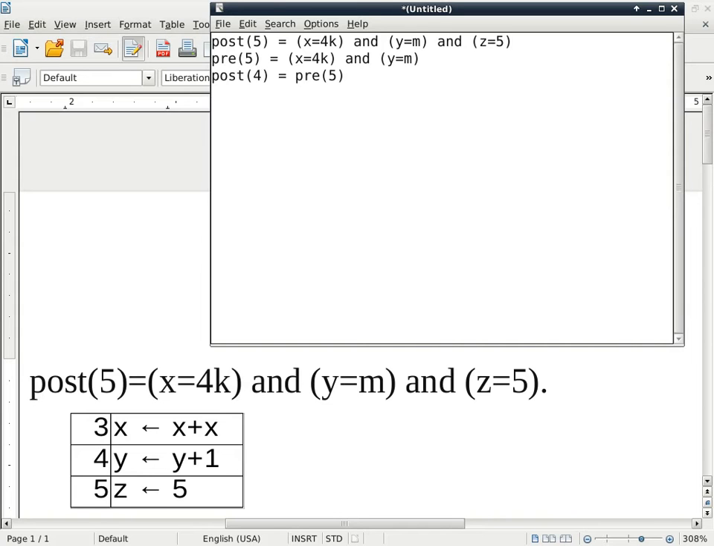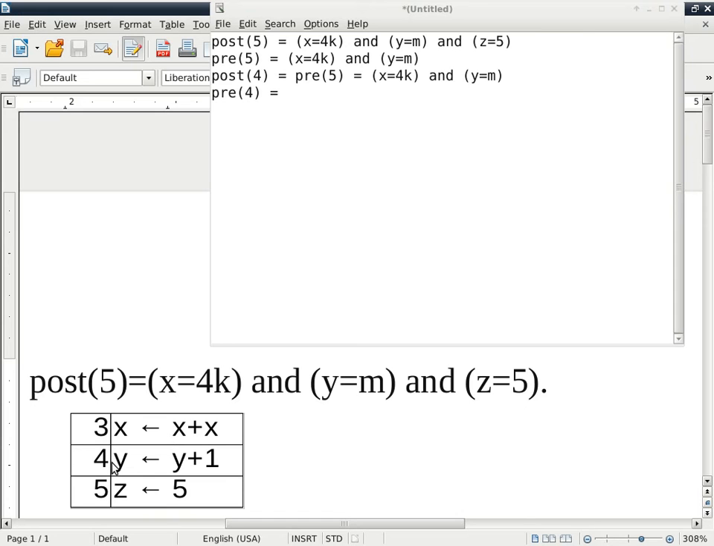So this is what I just want to illustrate, because I want to show you the rationale behind all the derivations. All right, so now that we know what post-4 is, let's see if we can say something about pre-4. Because post-4 is the same as pre-5, which in this case is just knowing that x is 4k and y is m. That's all that we know. So let's take a look at line 4 here. Line 4 says y gets y plus 1. What is that effectively doing to y? It is incrementing y by 1. So knowing that y equals m after line 4, can we say something about y and m before line 4?